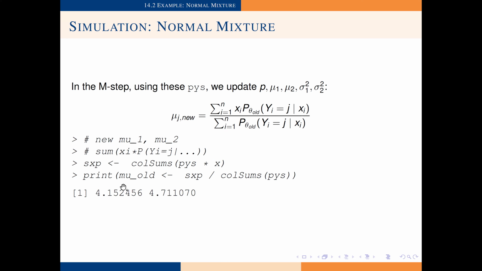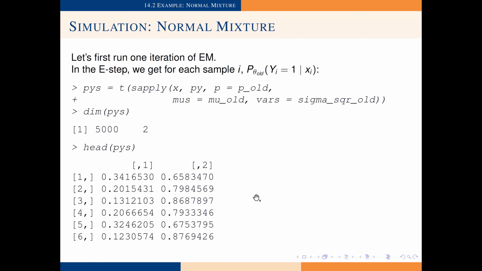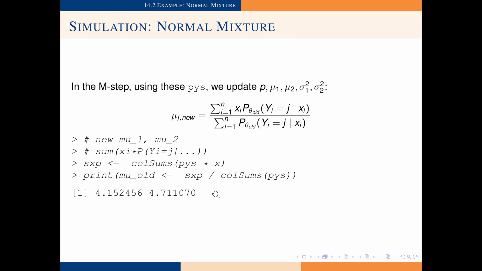And then your mu updated values are going to be those 2 sums divided by simply the column sums of this py's matrix. Essentially, for both classes, it's the sum over all n of the probability that someone comes from that class. So that's our updated mu. In one iteration of EM, we have updated these two values to have means of 4.15 and 4.71 respectively.